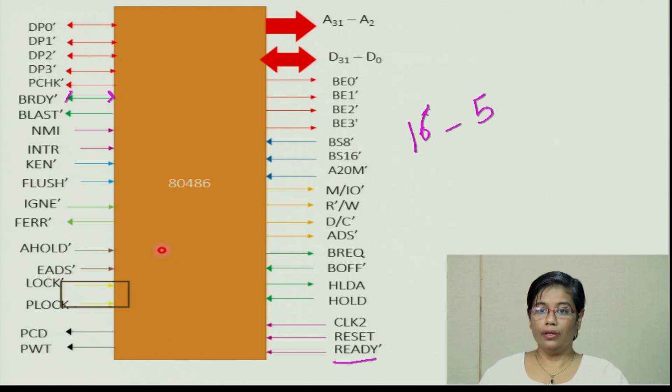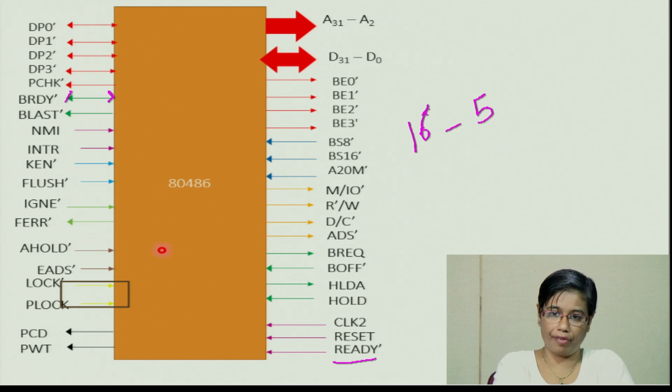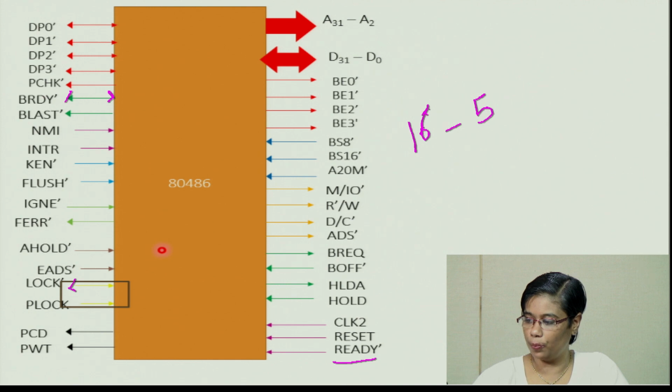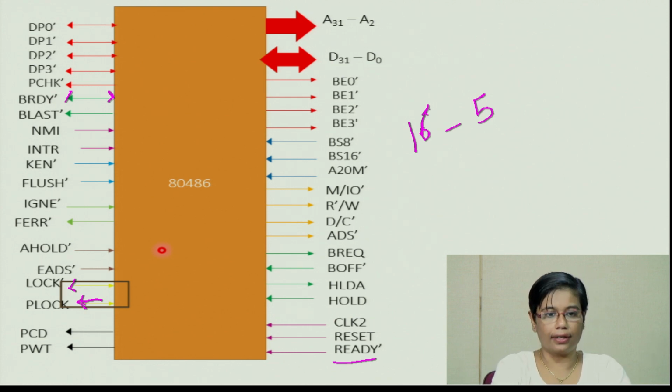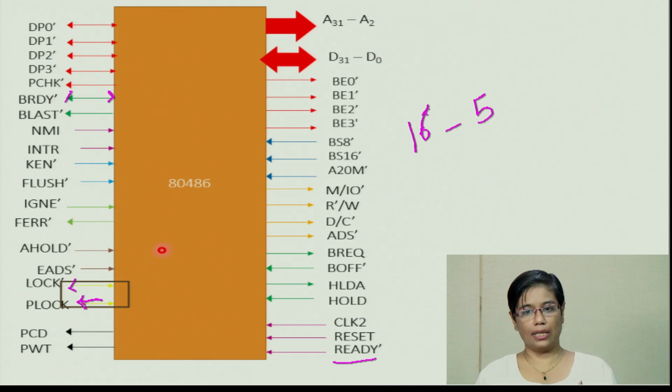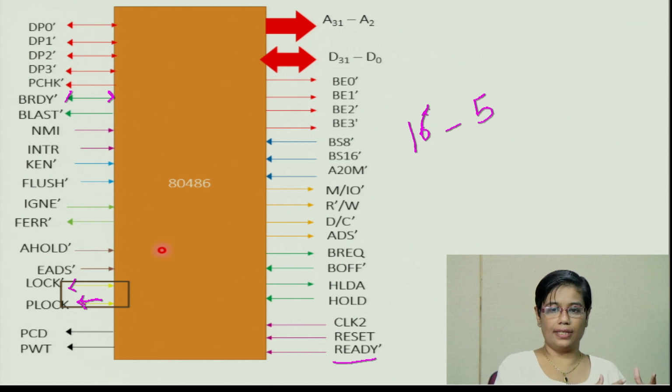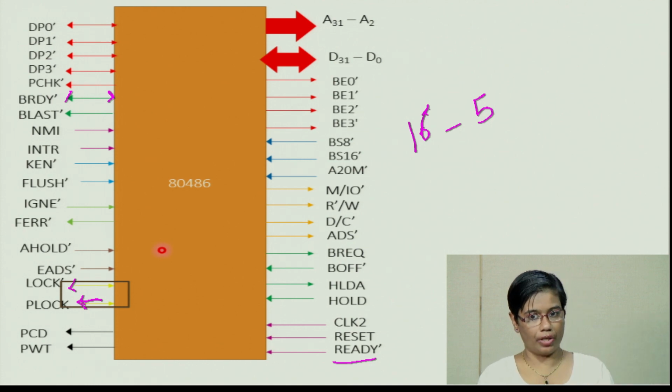Along with the lock signal, there is one more lock signal available, which is P-lock. Lock was an input which we saw in case of 80386 also. So this lock signal is not an input signal, rather it is going to be lock bar, which is an output signal, and P-lock, which is also an output signal. The lock signal is used for indicating that 80486 needs the bus and no other device must take control of the bus. That is the function of the lock signal, which we saw in 80386 also.